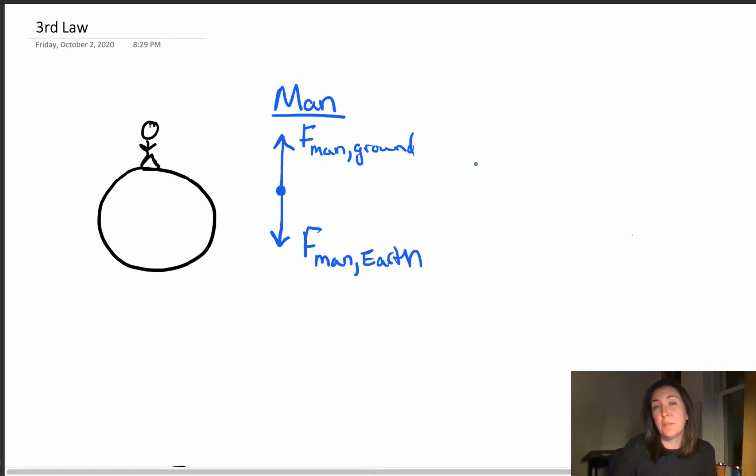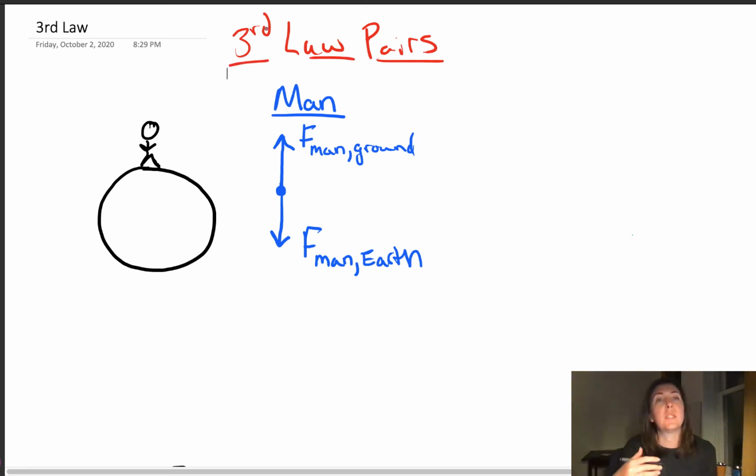Even though Professor Dave did a great job explaining Newton's third law of motion, now that you have an understanding of free body diagrams, I think it's really important to understand what third law pairs are. If you think about Newton's third law, it's for every force, there's an equal and opposite force. Action, reaction. I don't like the action, reaction. I like to think of it as force pairs. So for every force, there's an equal and opposite force.